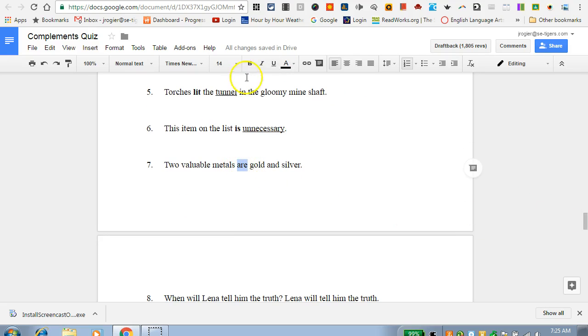Number 7, two valuable metals are gold and silver. We have are, which is also a linking verb, so we're thinking predicate adjective, predicate nominative. In this case, we have gold, silver. They are renaming the metal, therefore they are predicate nominatives.